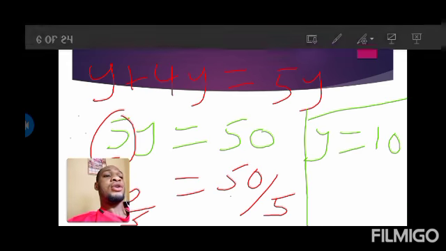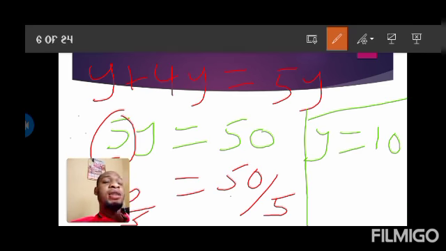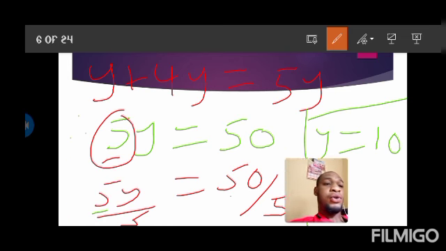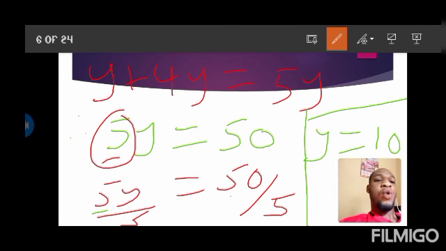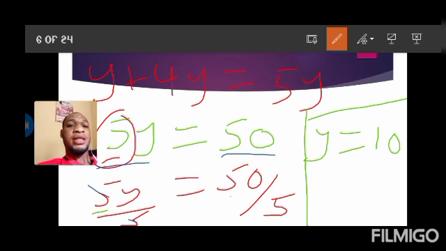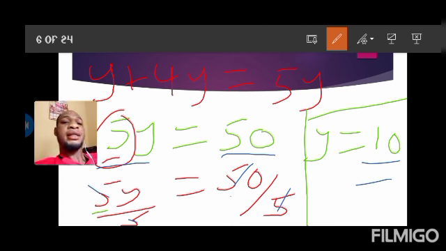So the next thing we're going to do now is to solve our problem. y plus 4y is 5y. Therefore, 5y equals 50, right? Now divide both sides by the coefficient of y, which is 5. 5 will cancel 5, right? Now 50 divided by 5 is 10, right? So y is 10.